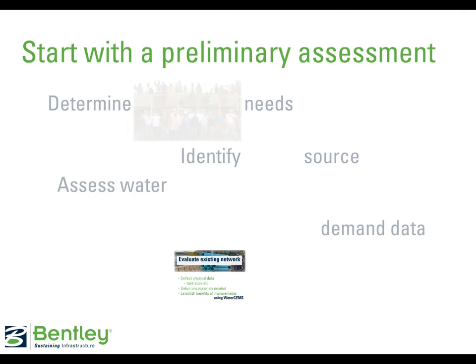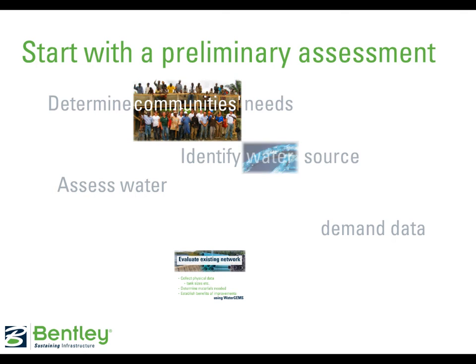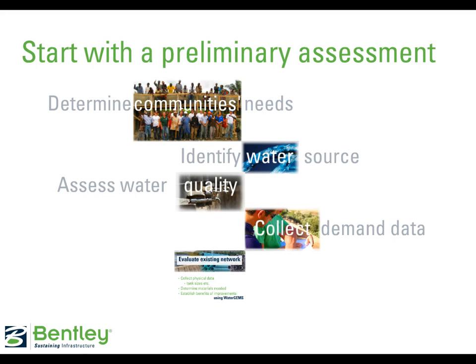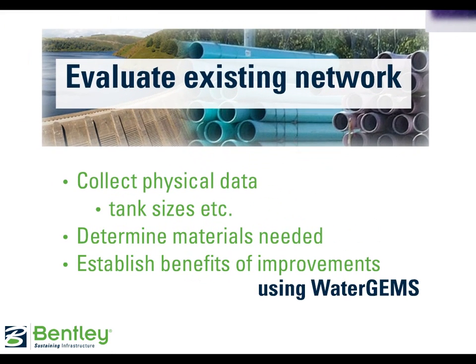The initial survey should determine the community's needs, identify the water source, assess the source's water quality, and collect data on demands. Also, the engineer should understand the performance of any existing water delivery systems before embarking on designing improvements. That includes collecting as much physical data as possible, describing size of current pipes, tanks, and other features.